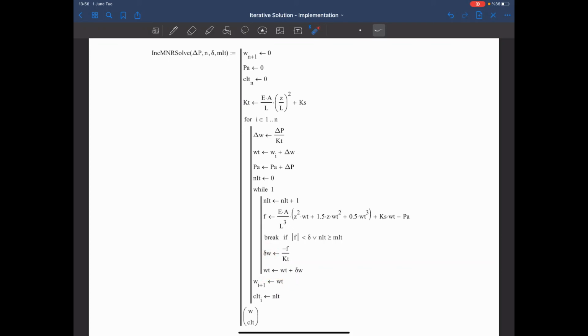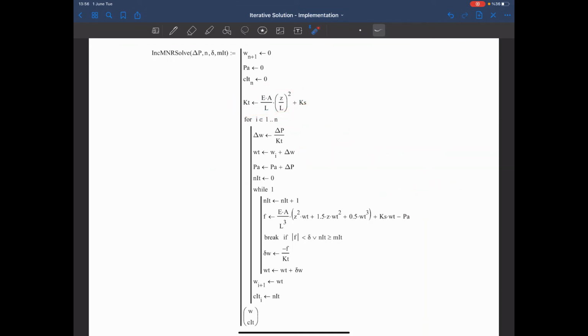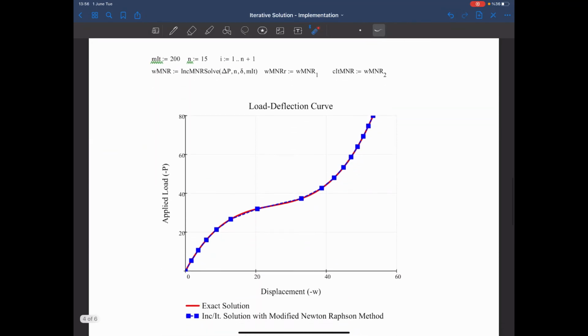Okay, now as an alternative, you can decide to calculate KT at every increment, but during the iterations you may want to use the KT you have for this given increment. That's also a possibility, but I just calculated it once here. Now again, let's take a look at the results.